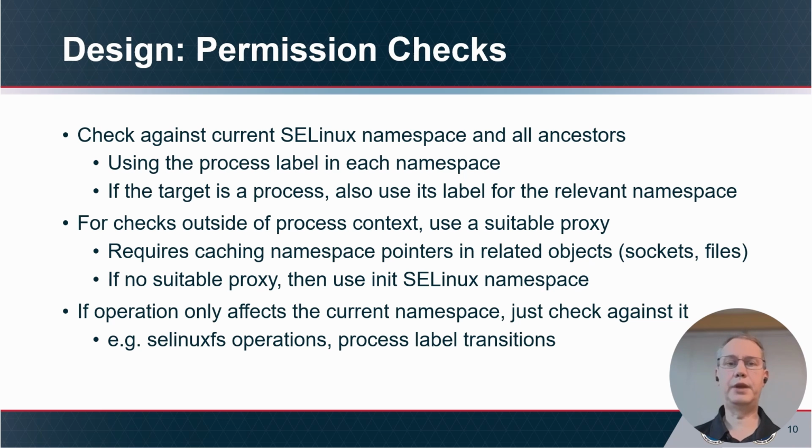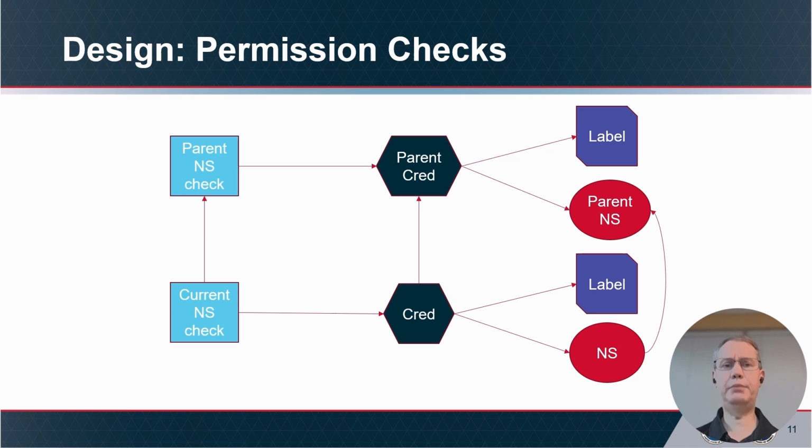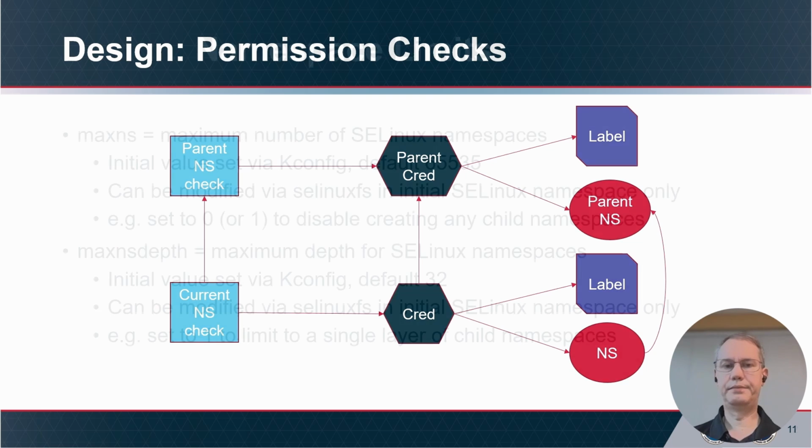Similarly, label transitions, since the labels are namespaced, can be checked localized to the current namespace and don't require walking up the ancestor namespaces. This diagram depicts namespace-aware permission checking, starting from the current namespace using the label in that namespace and iterating up through the parent link until ultimately we reach the initial SELinux namespace defined by the host operating system. If permission is denied by any of the namespaces, then we will ultimately return an access denied. Otherwise, we can return access allowed with the combined result from the computations.